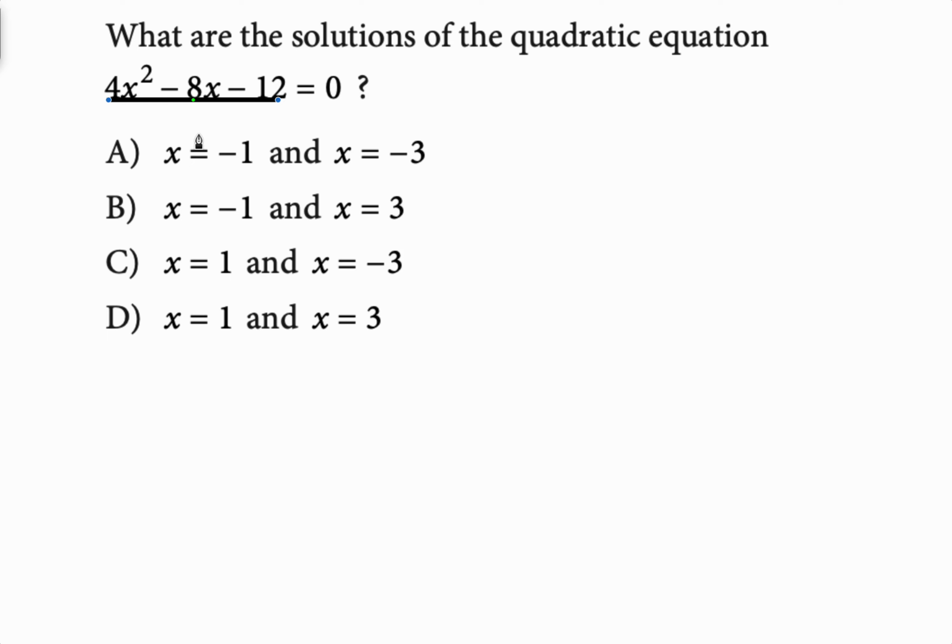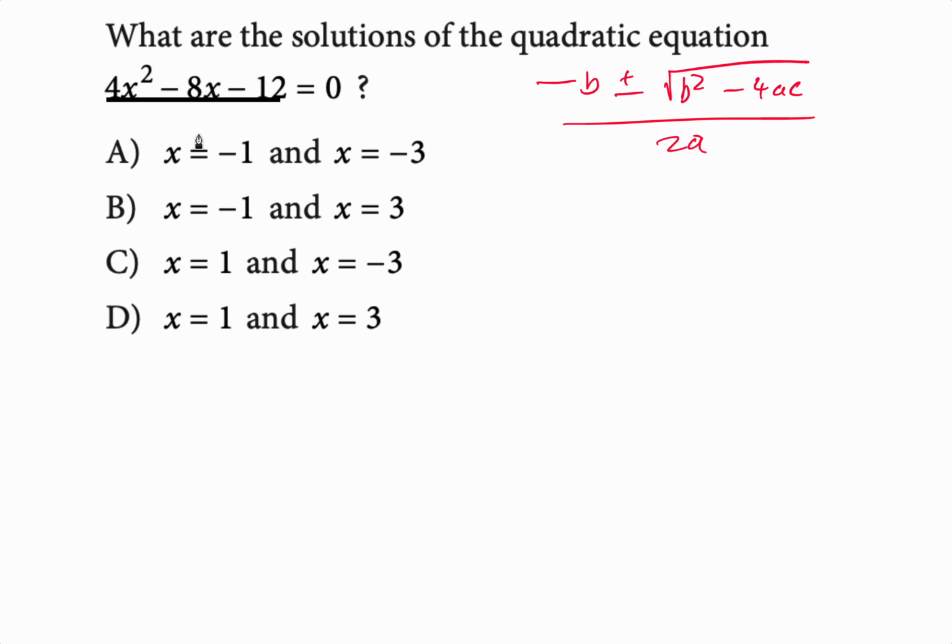So the quadratic equation is written... In order for you to do this, you have to memorize the quadratic equation. I don't think there's another way around it, but the equation is written as this: x equals minus b plus or minus the square root of b squared minus 4ac, over 2a, right? So this is the equation.